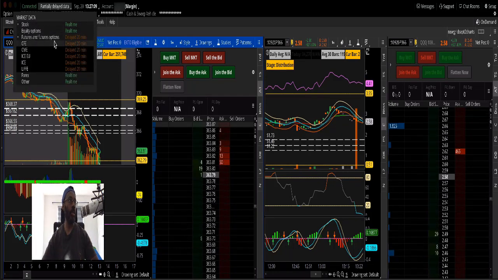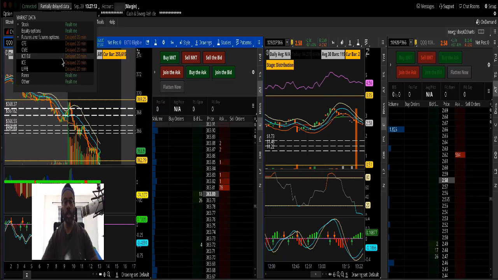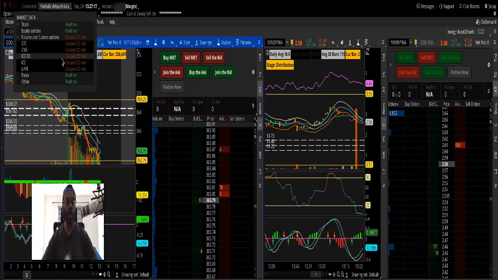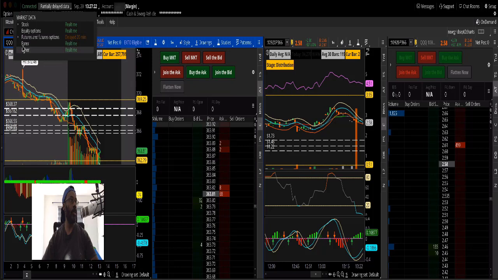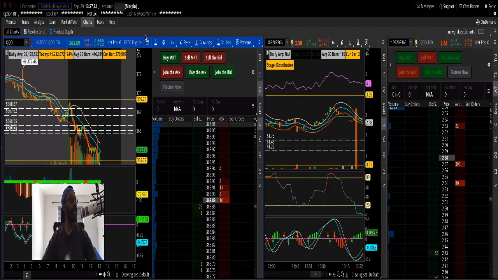Futures and futures options. I don't trade futures. I don't understand futures or futures options, so I don't trade with them. So I don't need to have real time data on it. I don't need to pay for that. And Forex is in real time, as you can see, and other securities and everything else. So everything is real time, no funny business. I'm a man of transparency.